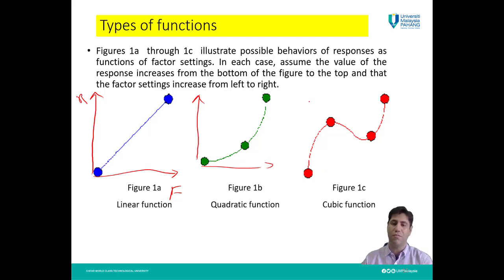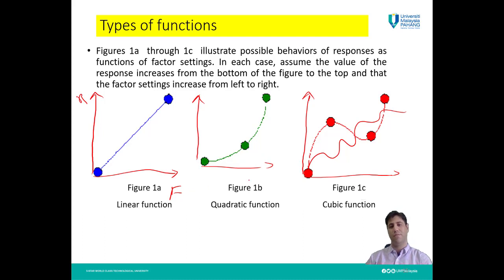Or maybe it is more complicated and we need a cubic function to find the response according to the factors. Here is different level of the factor. So you can see here how complicated it can be. Now, how about if it is a more complicated figure, for example, like this, how can we find the correlation between the response and factor?